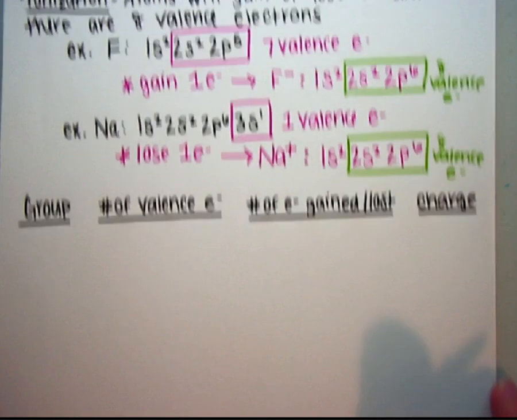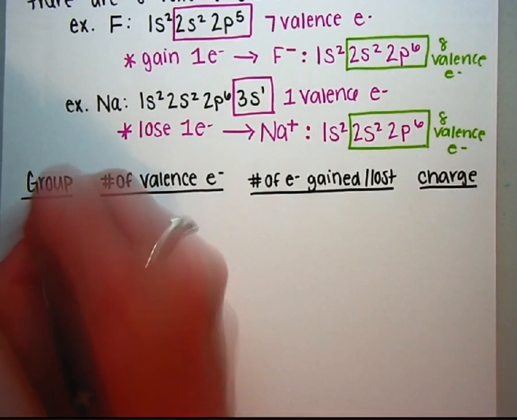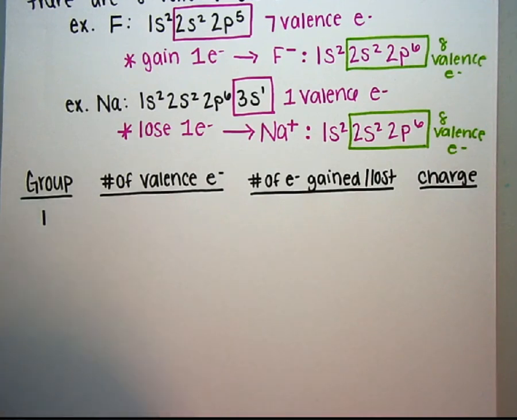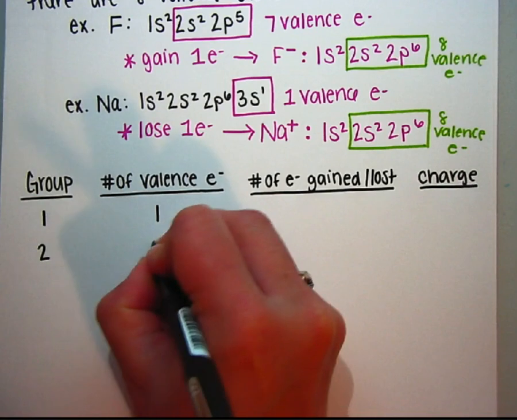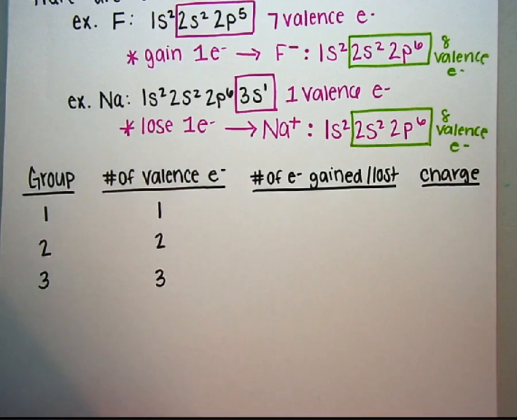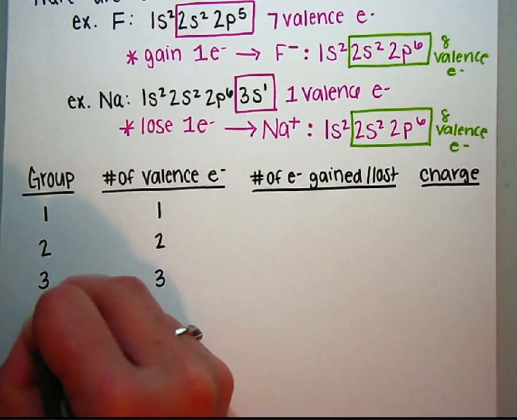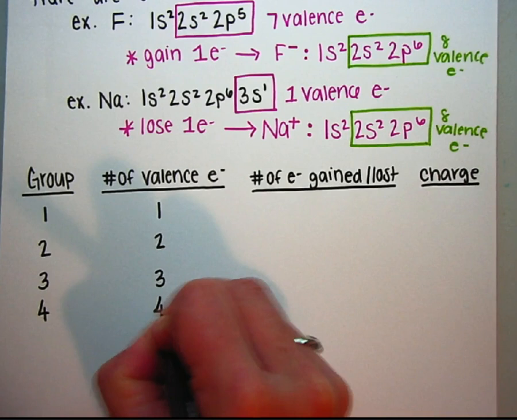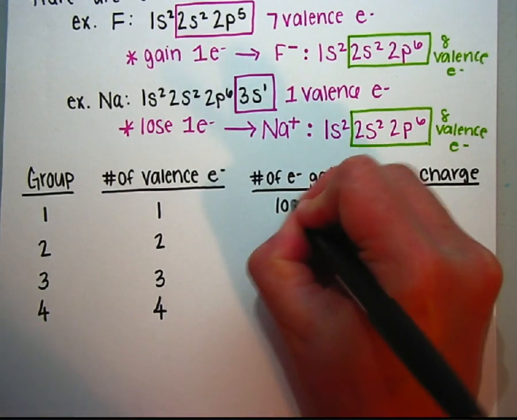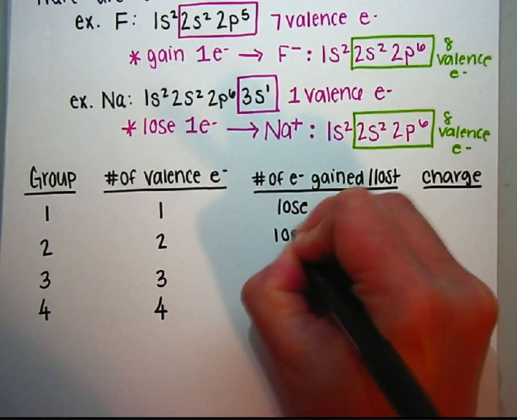So let's start with the first group, which is group number 1. The group number is equal to the number of valence electrons. So if an element is in group 1, it has 1 valence electron. If an element is in group 2, it has 2 valence electrons. If an element is in group 3, it has 3 valence electrons. If an element is in group 4, it has 4 valence electrons. Remember last unit, we said if an element is in groups 1 through 4, it tends to lose electrons.